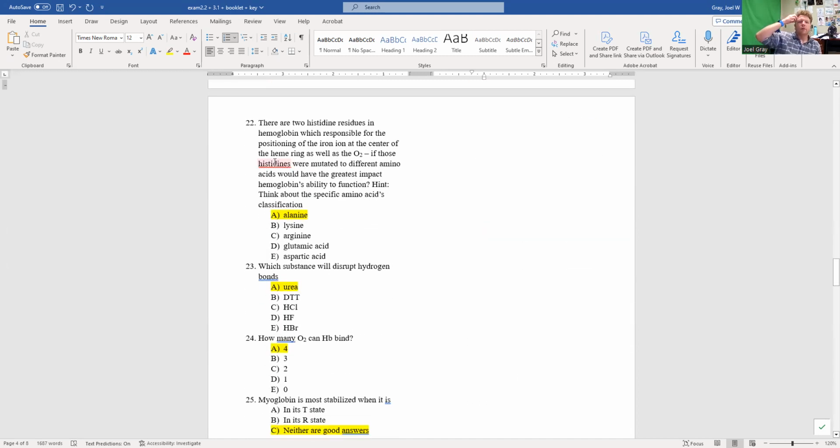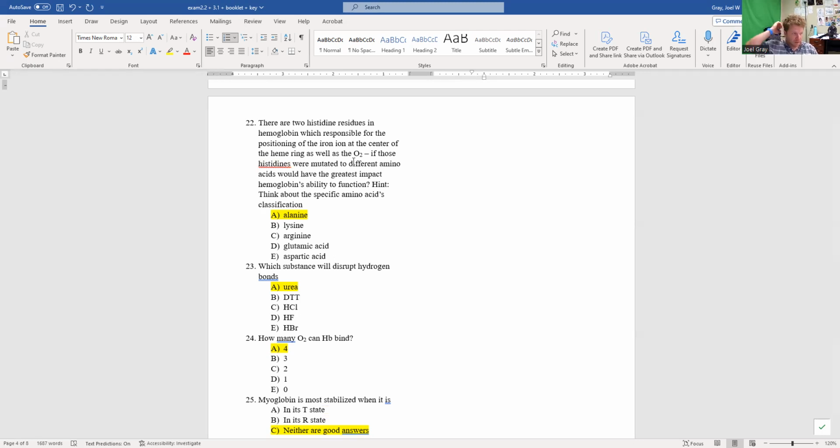Number 22. There are 2 histidine residues. I got a couple of questions during the exam about this. So there's a couple of histidines. Those histidines are polar residues. Histidine has a pKa that's smack dab in the middle, about 6.1. So at a pH of 7, it's a little bit less likely to be protonated, but it's possible that it will be protonated. At the end of the day, it's a polar residue.